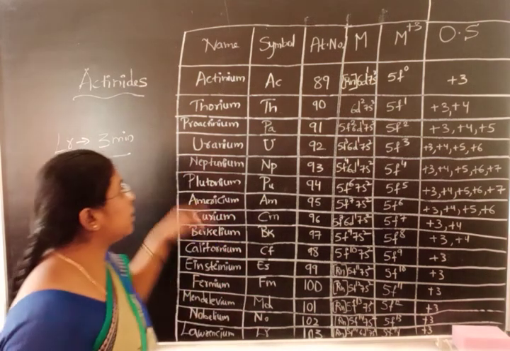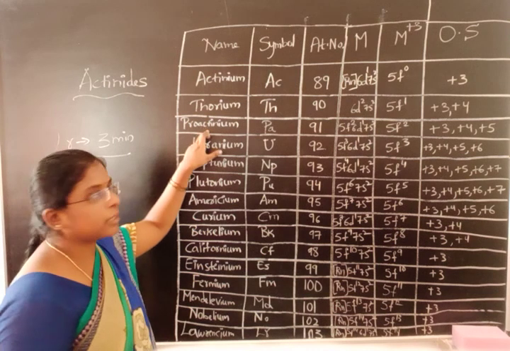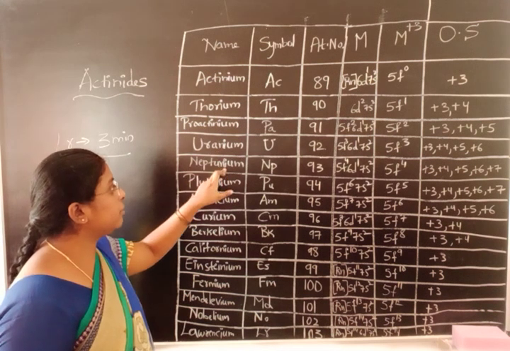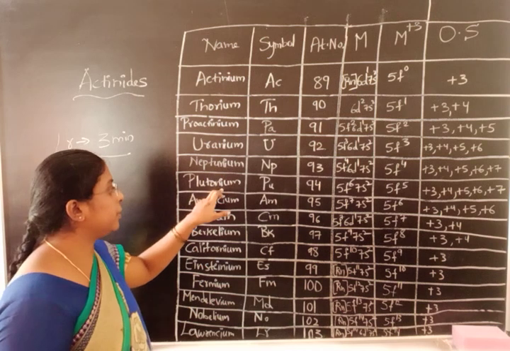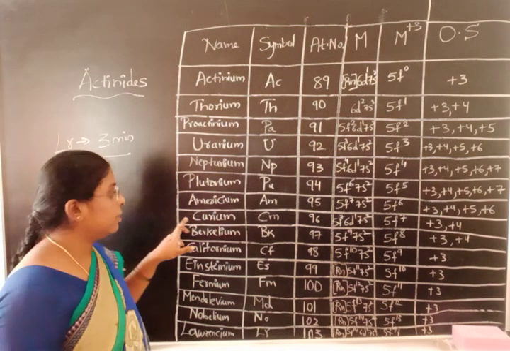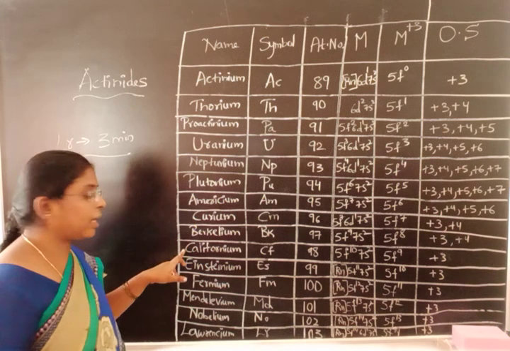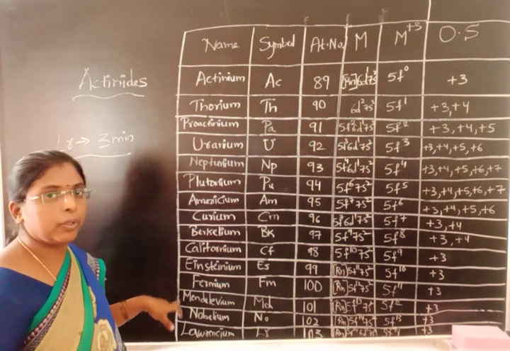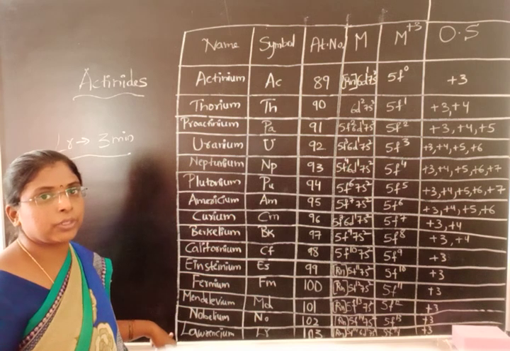Here the first element is thorium, second protactinium, then uranium. After uranium, that is neptunium, plutonium, americium, curium, berkelium, californium, einsteinium, fermium, mendelevium, nobelium as well as lawrencium.